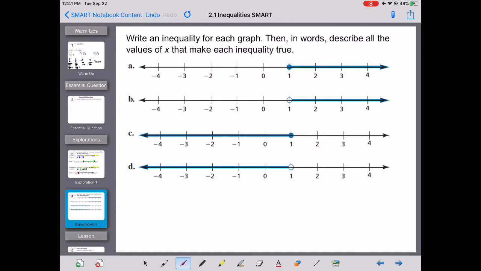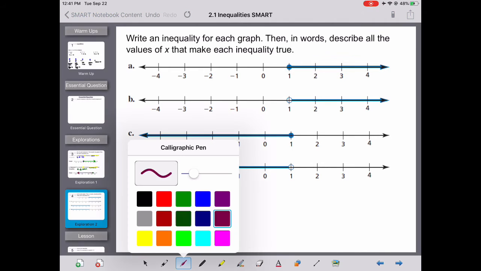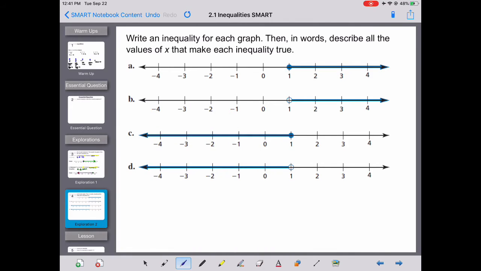Now we're going to go backwards. It says write an inequality for each graph. Then, in words, describe all the values of x that make each inequality true. So we'll describe it in words. So part A, we have a point at 1, and we're looking at all numbers greater than or equal to 1. Equal to because this point is shaded in.